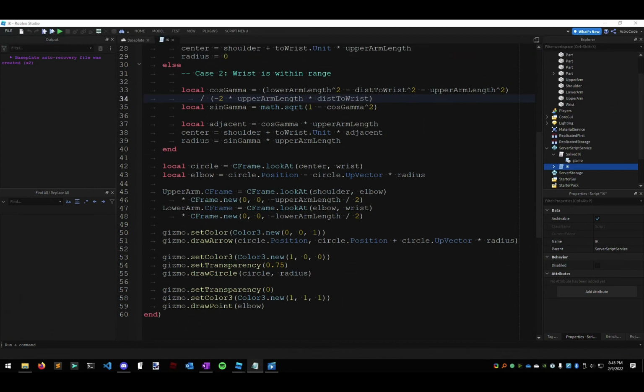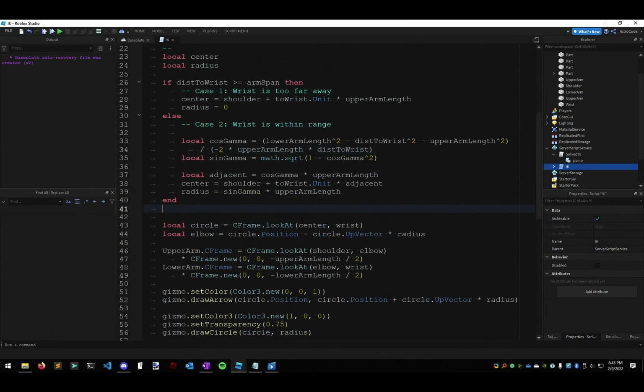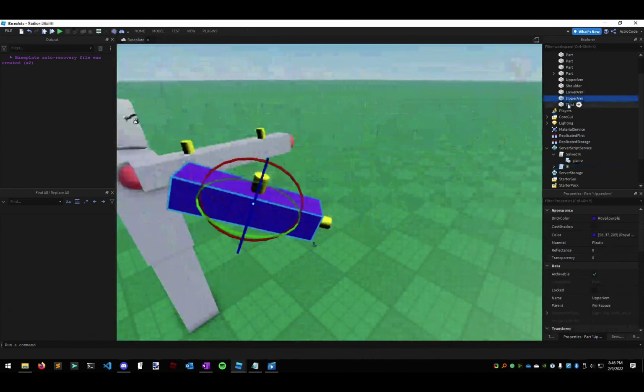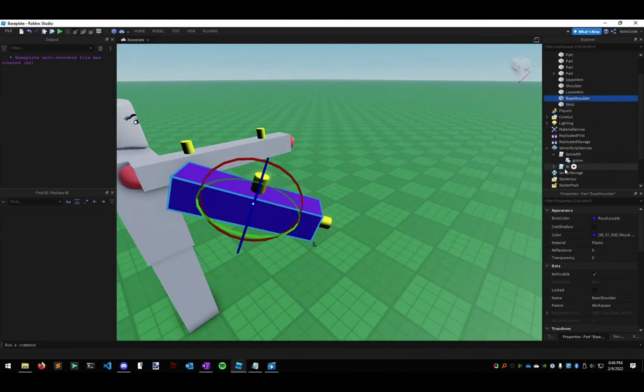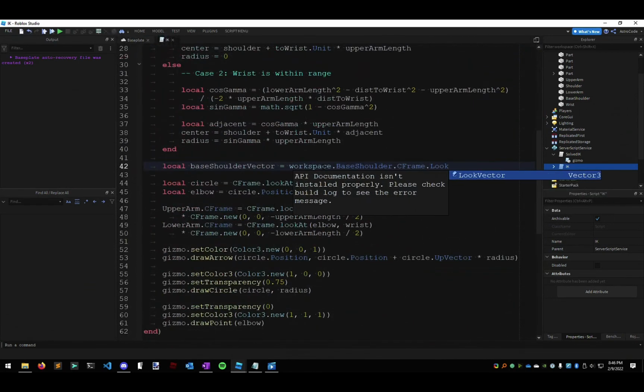All right. So how do we do this? I need to find it in my code. Okay. So we will consider the natural resting position. We'll call this the base shoulder vector. That's going to be the look vector of this part here. So I'll call this the base shoulder. It's going to be the base shoulder's look vector.